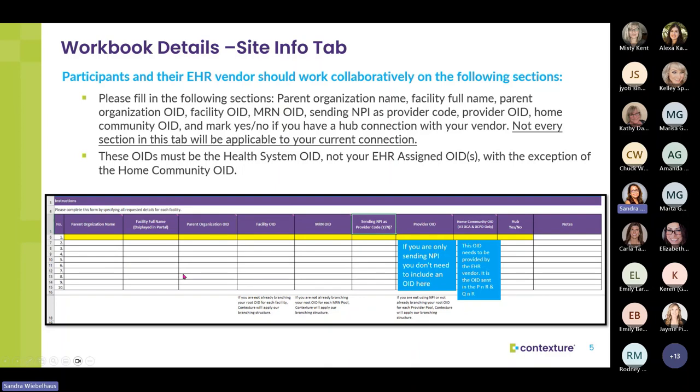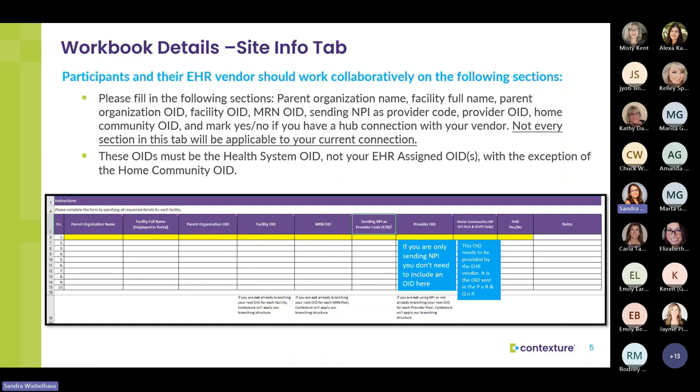Many of you probably already have OIDs, and if you don't, you've probably already received an email asking you to acquire an OID. In this information, we're going to want you to enter your parent organization name, the facility full name, which is displayed in the portal. So for example, if you do have a parent name, but you have several locations, we want you to put all those names in here. We want to know what your parent organization OID is and your facility OID.